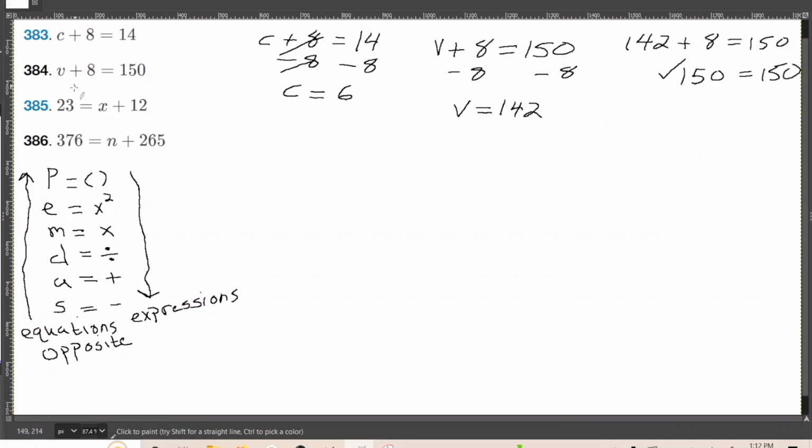All right, now on this one, they have a 23 on this side equals x plus 12, but that doesn't matter. I don't know if saying a bridge is the right thing, but we're allowed to completely flip this thing, right? We can say x plus 12 equals 23. Now we could solve it like this. It's not going to change anything. You still minus 12 from both sides, right?